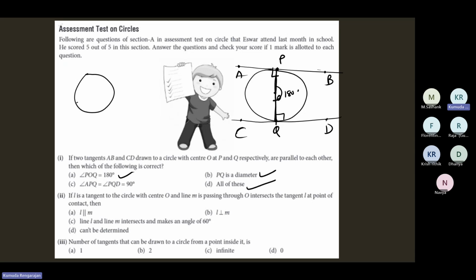In a circle, if you take any diameter and draw tangents at the ends of the diameter, they will be parallel to each other. Because radius and tangent make 90 degrees here, and radius and tangent make 90 degrees here. 90 plus 90 is 180. Co-interior angles are supplementary, so the lines have to be parallel to each other.